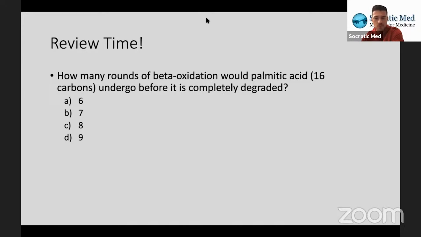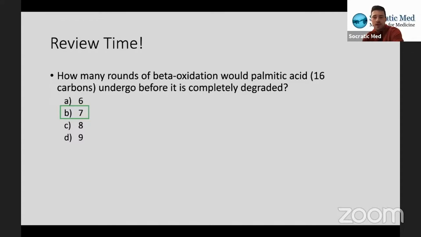So 20% of you said B and 80% of you said C. So the correct answer actually is B. And I'm glad I finally stumped you guys because I felt like my questions were too easy. But we'll go over it. So how many rounds of beta oxidation would palmitic acid, which has 16 carbons, undergo before it's completely degraded?